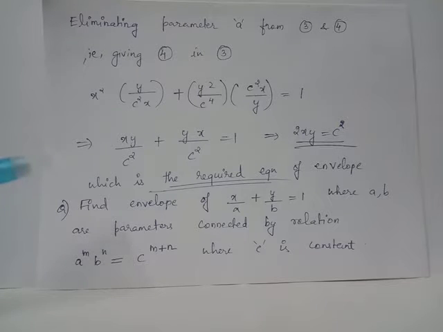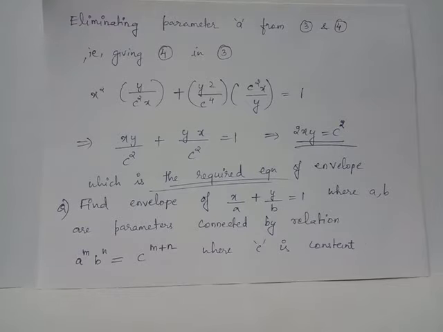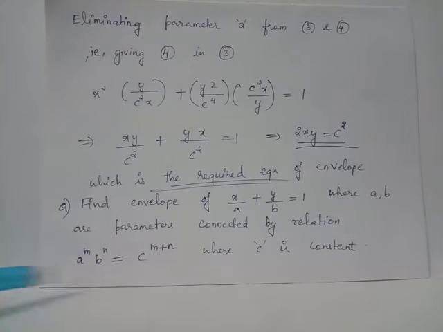Find the envelope of x by a plus y by b equals 1, where a and b are parameters connected by the relation a raised to m into b raised to n equals c raised to m plus n, where c is just a constant. In order to find the envelope, we will eliminate parameters a and b between the two equations given.